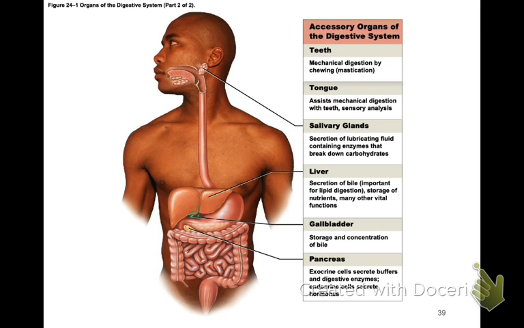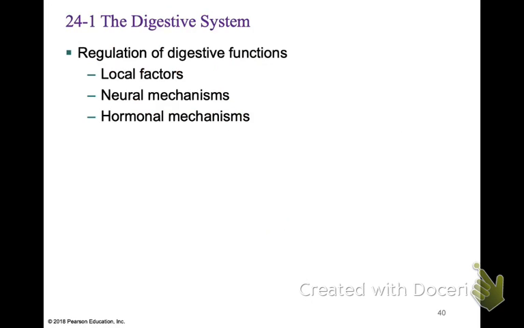All right, so now we're going to turn our attention to the accessory organs very briefly. We're not going to say a lot about these now. We're going to do this as a section-by-section approach. So here you've just got a list of what those accessory organs are and what they're going to do. And again, we'll come back to those. So next we're going to turn our attention to regulation.